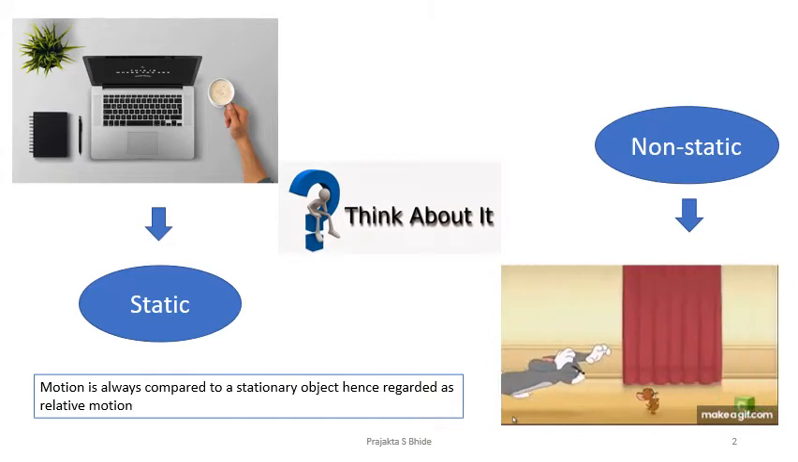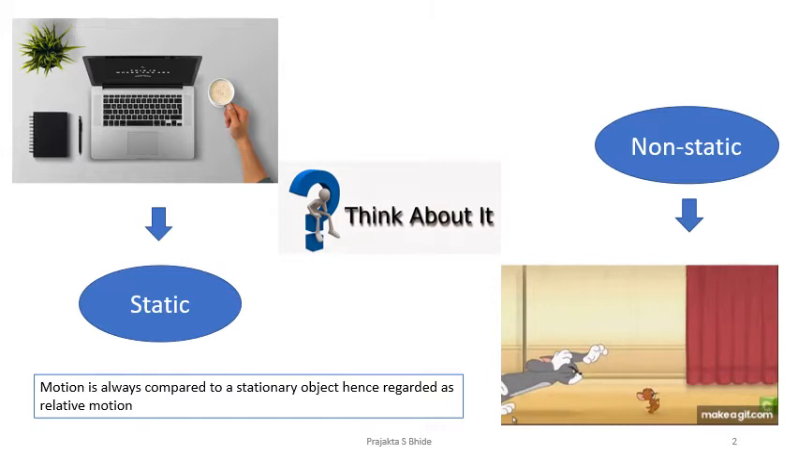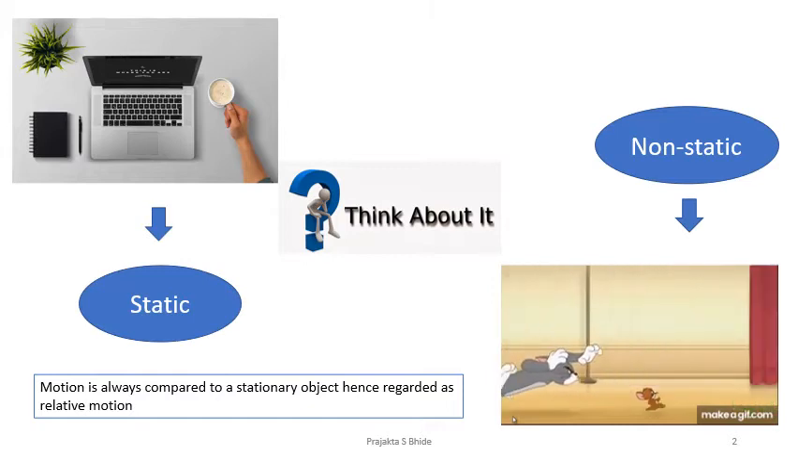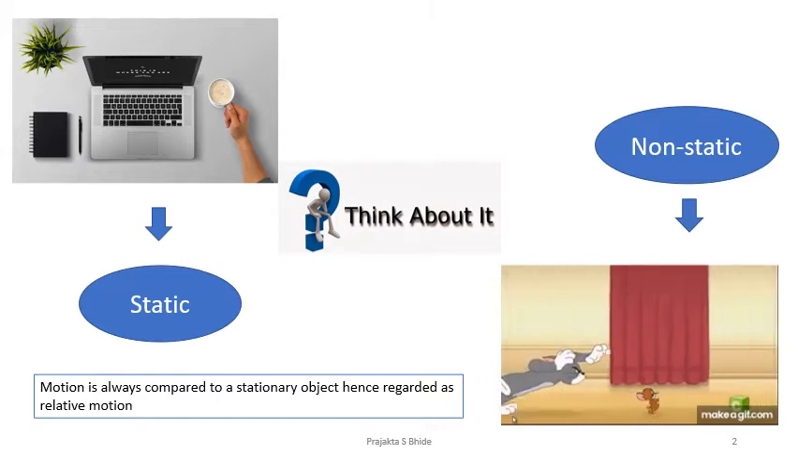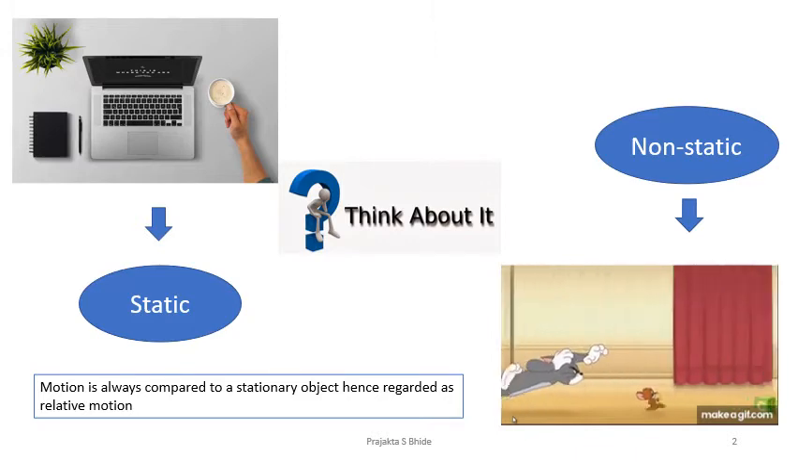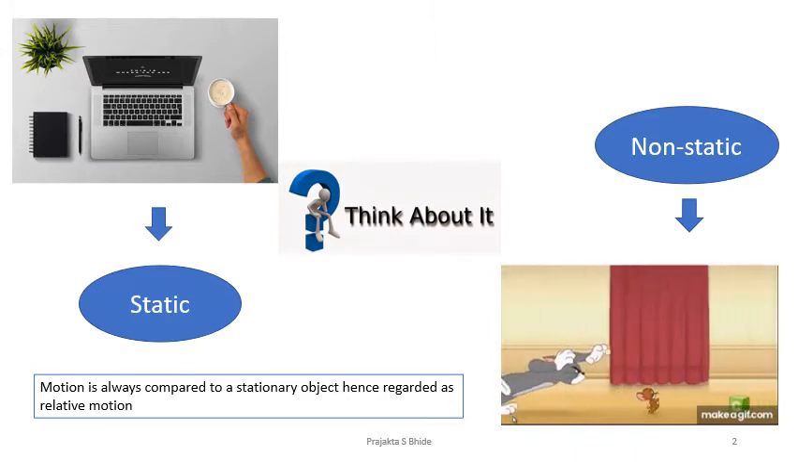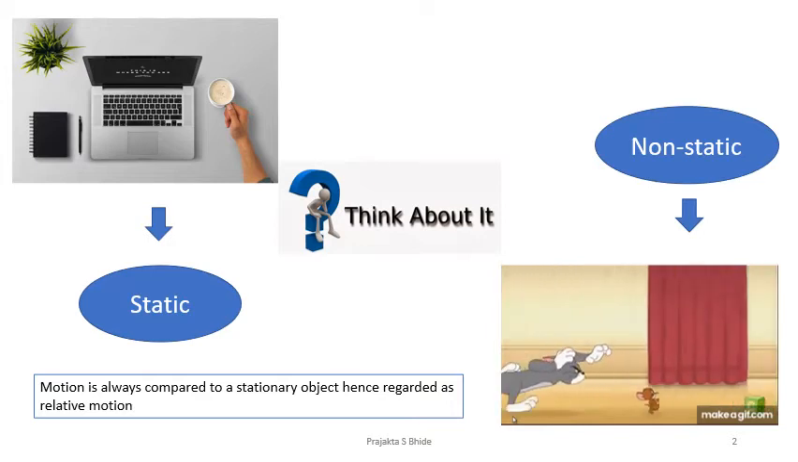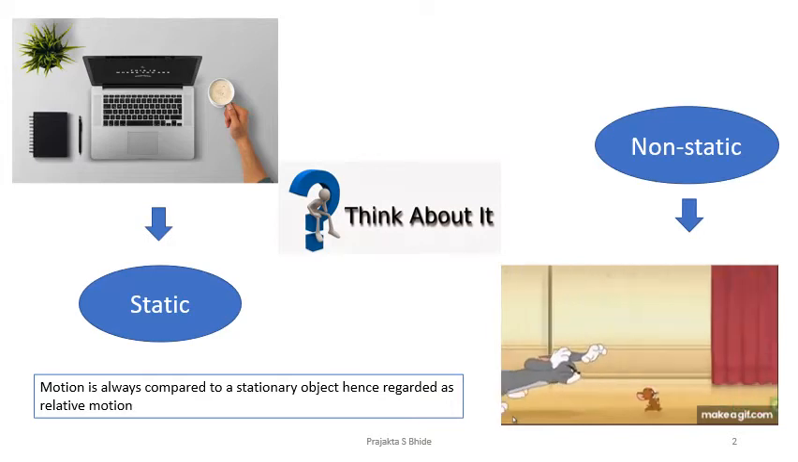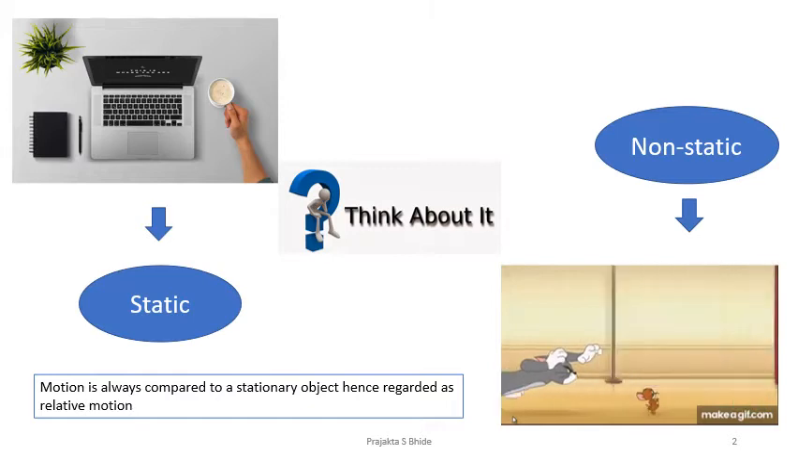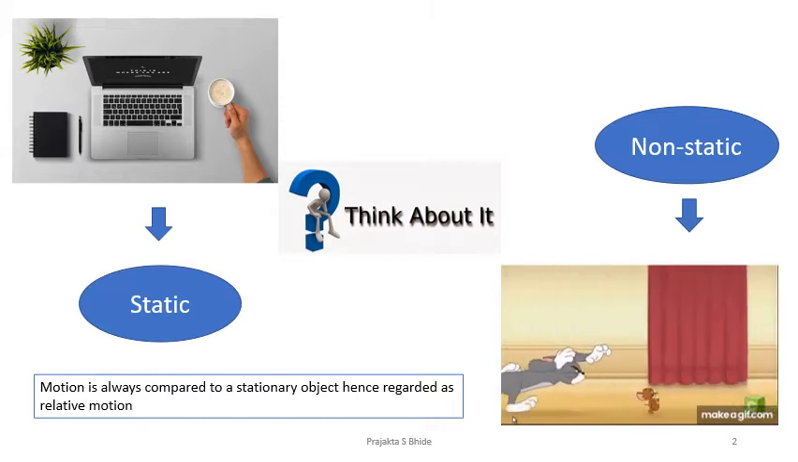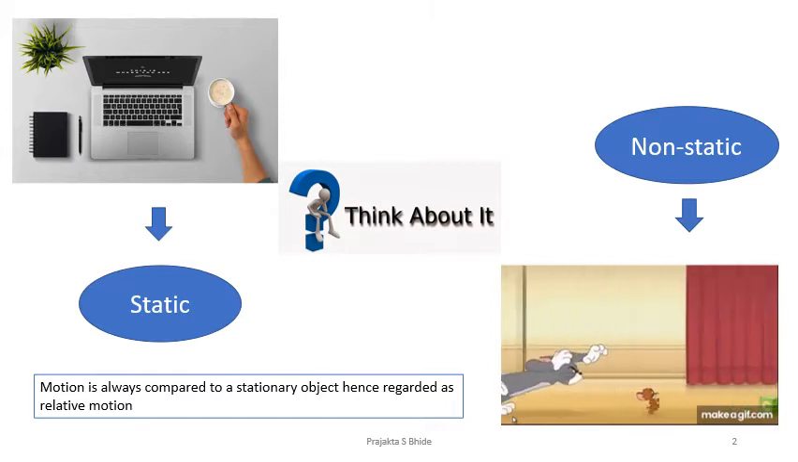So when I say I'm moving, I'm walking across the class, I'm walking on the road, I am, in relation to maybe a tree on the road or the bench in the class, moving away from the bench. The bench is stationary, so I'm relating my movement to a stationary object. Please remember this. This is a very important term whenever we deal with motion.